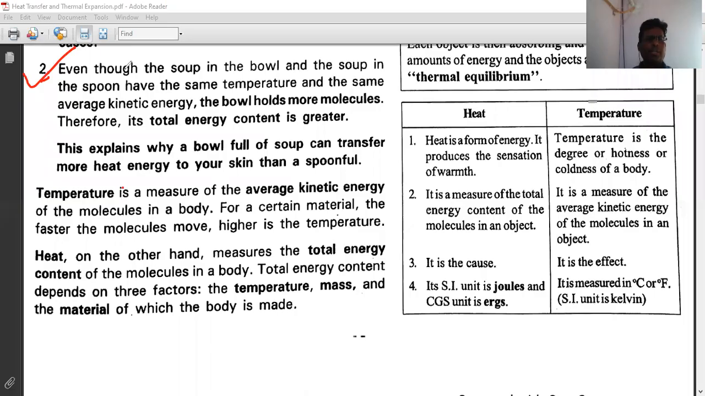Look at the second point. Even though the soup in the bowl and the soup Sir, in your the voice spoon. is going very. So I did not hear anything. Can you hear me now?